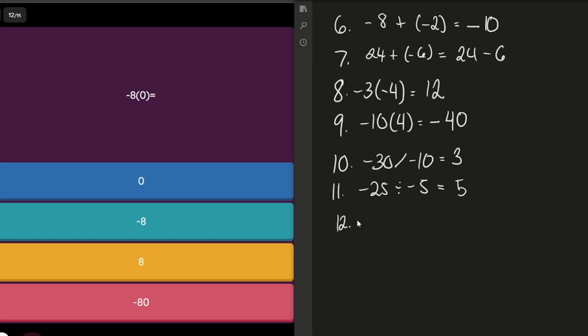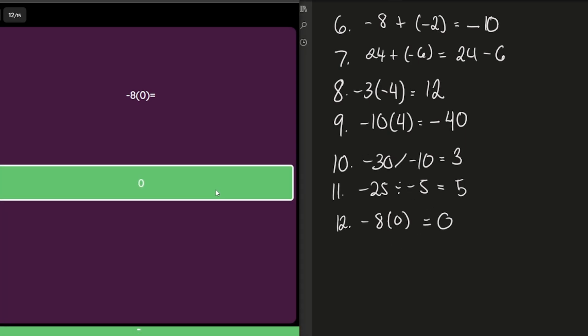Question number 12. -8 times 0. 0 is neither positive nor negative, and everything you multiply with 0 will simply give you 0. There you go.